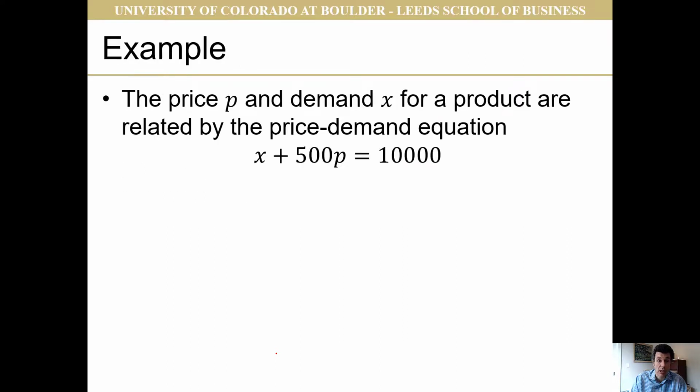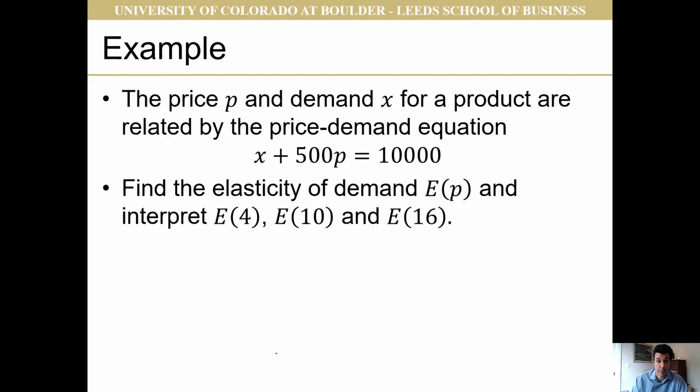Okay, so an example. We have our price and demand. Price is P, demand is X, for a product related by this price-demand equation: X plus 500P equals 10,000. We want to find the elasticity of demand and interpret E of 4, 10, and 16. First off, we need X to be a function of P. So we rewrite our equation: X equals f of P equals 10,000 minus 500P. All right, so now we've got our equation in the correct form.